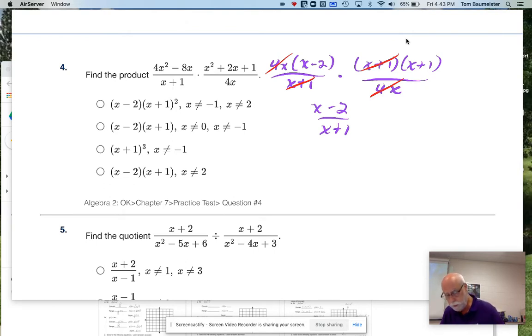Actually, no, we don't have x plus 1 on the bottom. We have it on the top. Excuse me there. And I'm not going to redo this because I want to get home too. So our answer is x minus 2 times x plus 1.